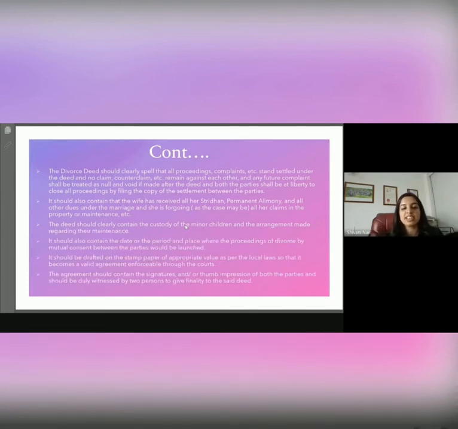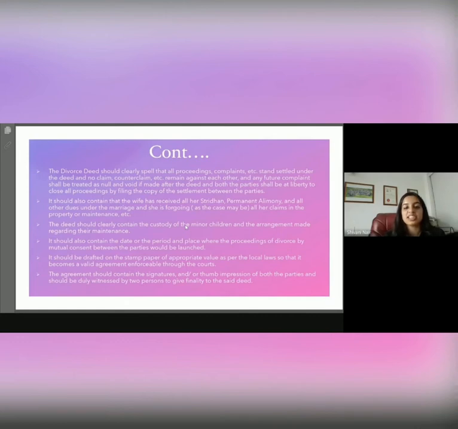The deed should clearly contain the custody of the minor children and the arrangement made regarding their maintenance. For example, if the custody of the minor child is to the father, it has to mention clearly that the custody of the child will go to me, and I will be responsible for maintaining the child until the age of 18, or if she is an unmarried child, until she gets married.